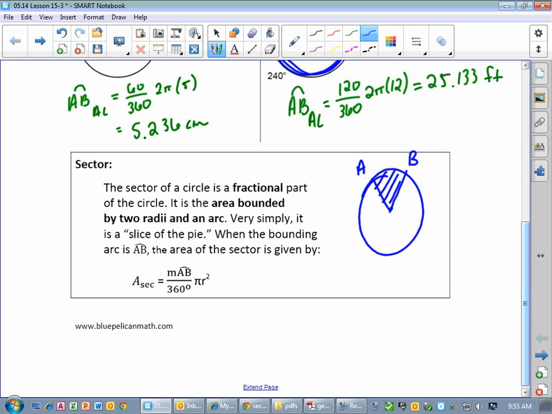Now it's a similar idea. If we know the measure of this arc in degrees, well, we can figure out what part of the whole circle it is by dividing that by 360, because there's 360 degrees in the whole circle. Okay, so we get the part divided by 360 times the area of the whole circle, so times pi r squared. Okay, again, the radius hopefully is given to us, or we can find it. All right, so let's do two examples of this one.